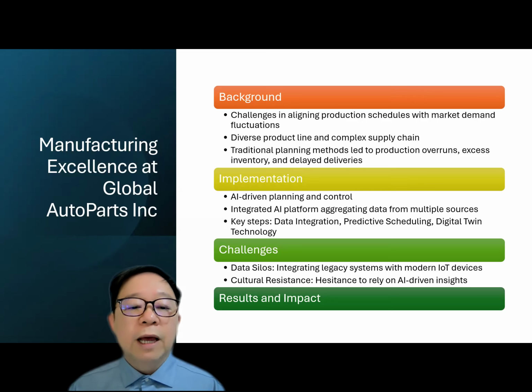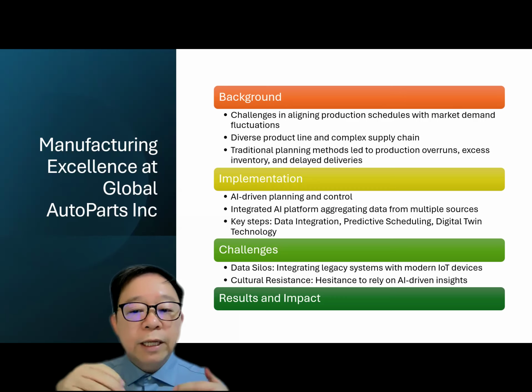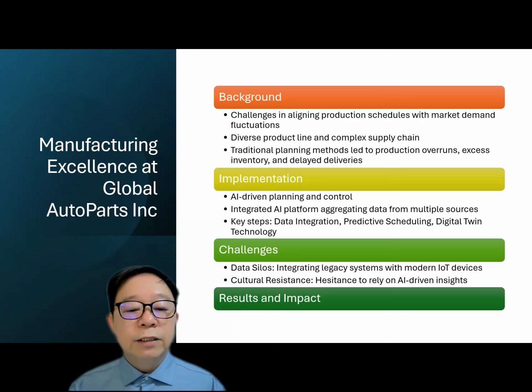Now, they implemented an AI-driven planning and control system. They integrated the AI platform with massive data collection from multiple sources. They integrated the data and did predictive scheduling, using digital twin technology. So they overcame the challenge.